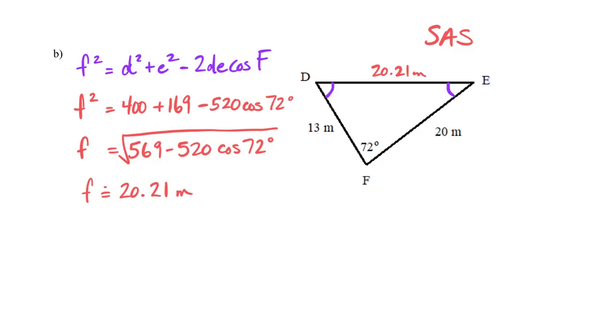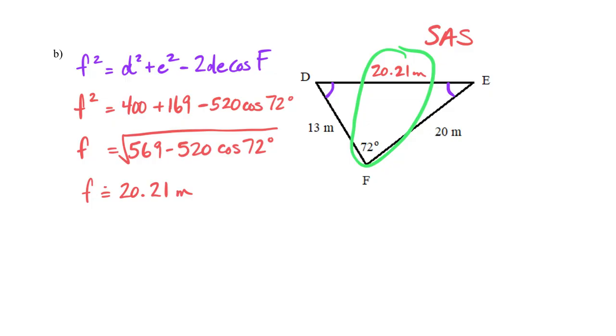Now I go ahead and I take a look. I want to use sine law, but I can't. So I used cosine law. Except now, as soon as I found that 20.21, I now have my magic ratio. I have my ratio on my F's. I know both my angle and its corresponding side. I can start using sine law.